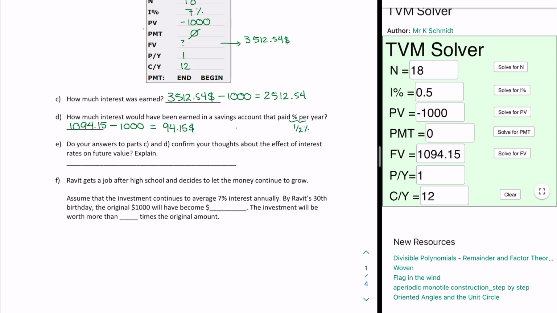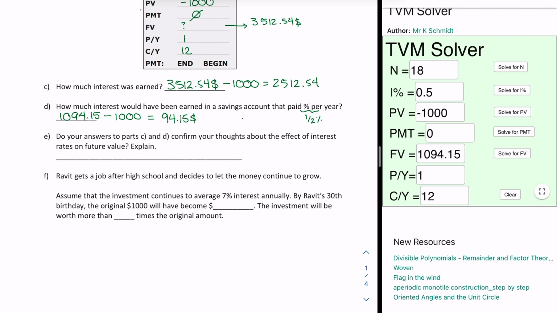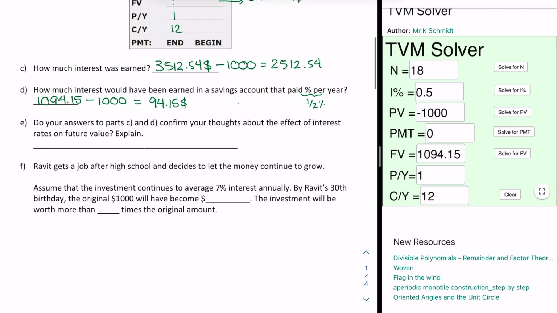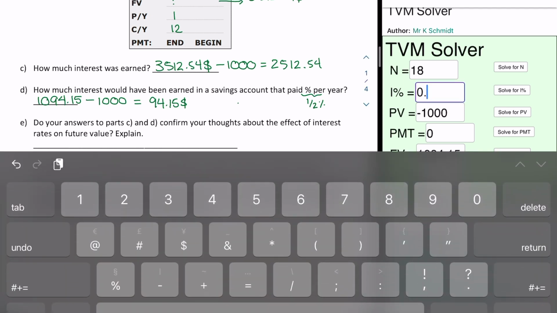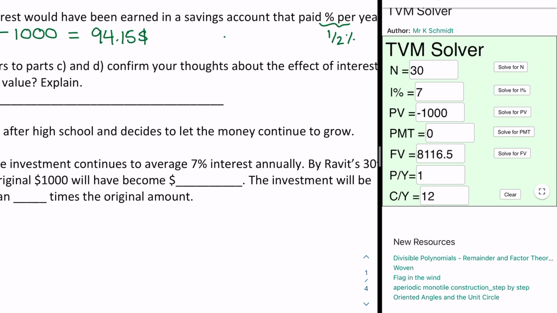For the next one, Ravi gets a job after high school and decides to let the money continue to grow. Assume that the investment continues to average 7% annually. By her 30th birthday, the original $1,000 will have become what? If we go back here and turn this back to 7, at her 30th birthday there are now 30 years, not 18. Her future value will be $8,116.50.